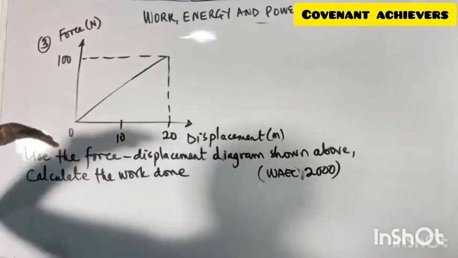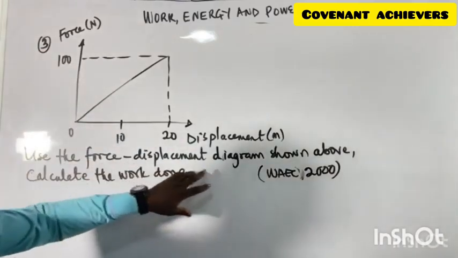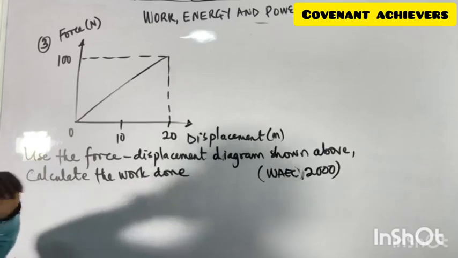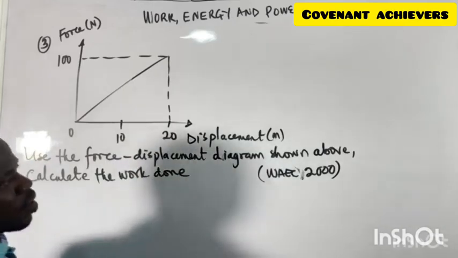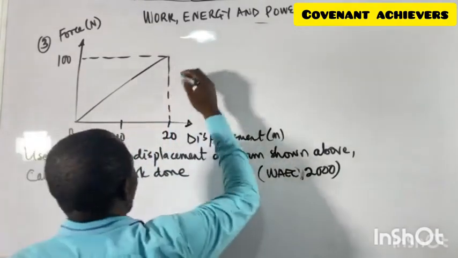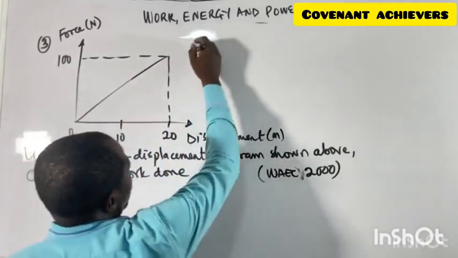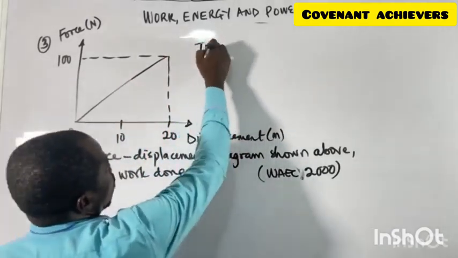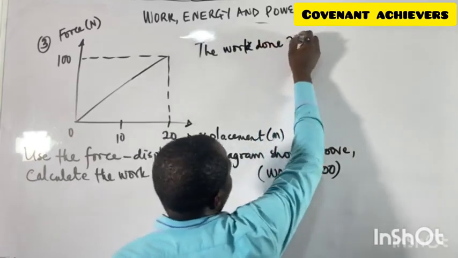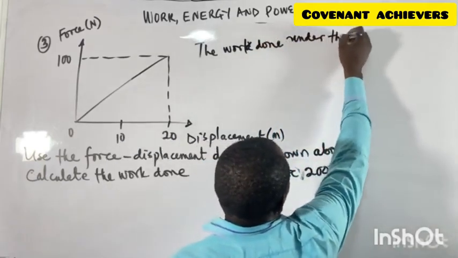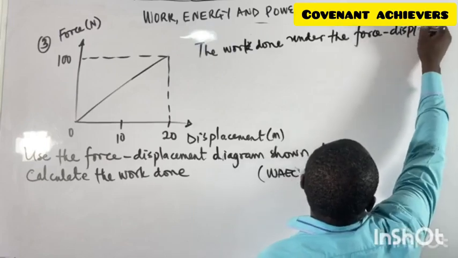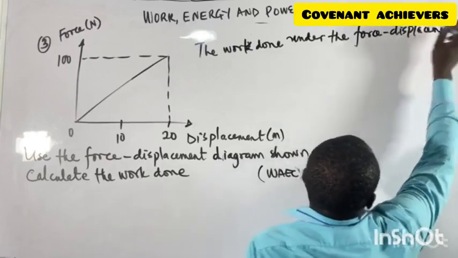The question says that using the force distance diagram shown above, calculate the work done. Now, when you have a force distance diagram, that means a relationship between force and distance. How do you calculate the work done? The work done under the force displacement diagram.